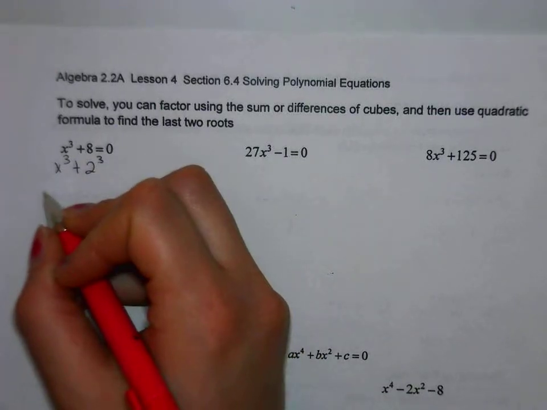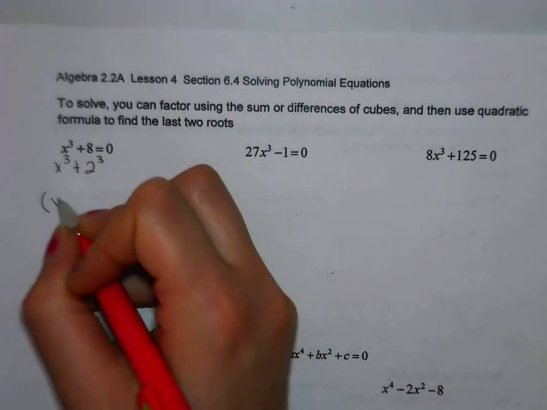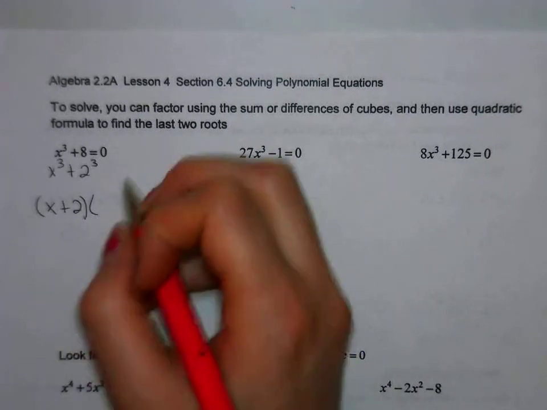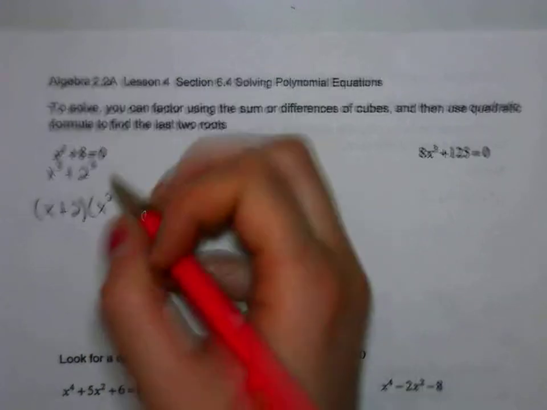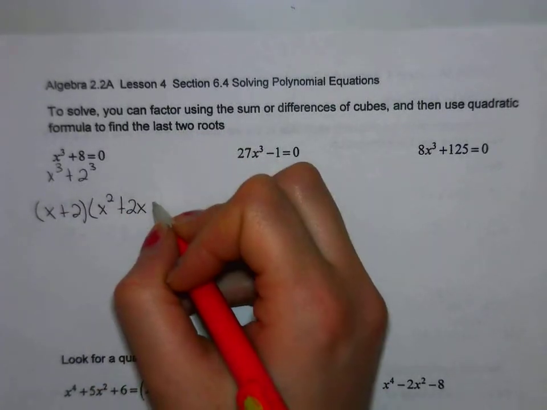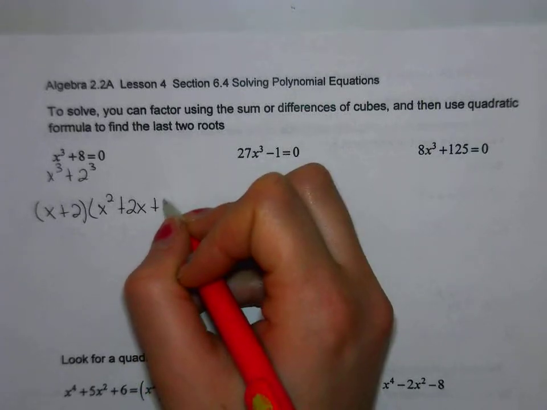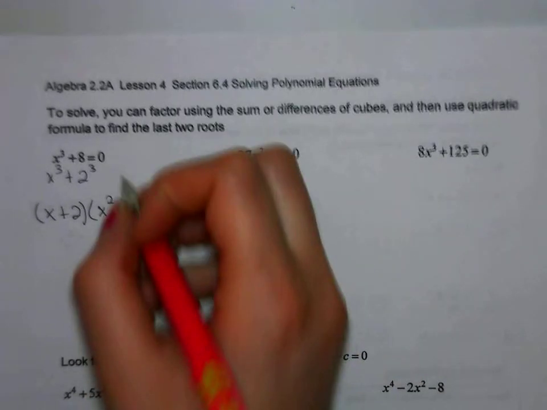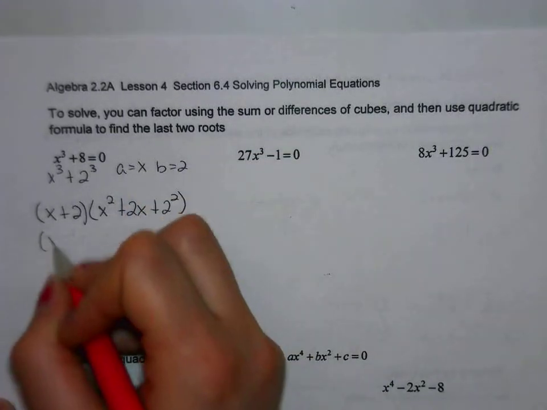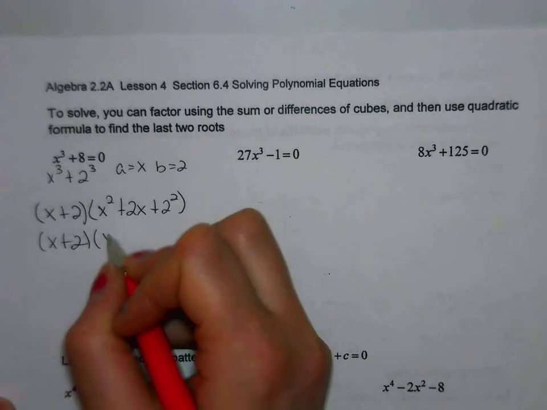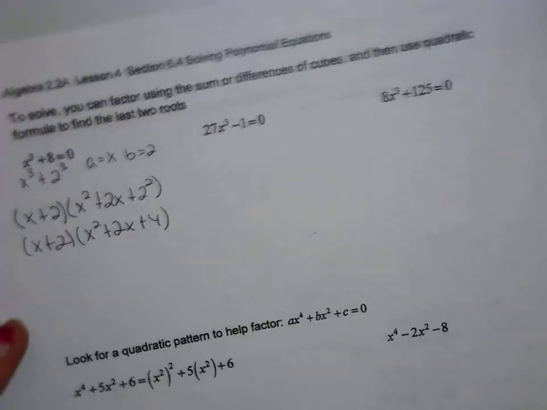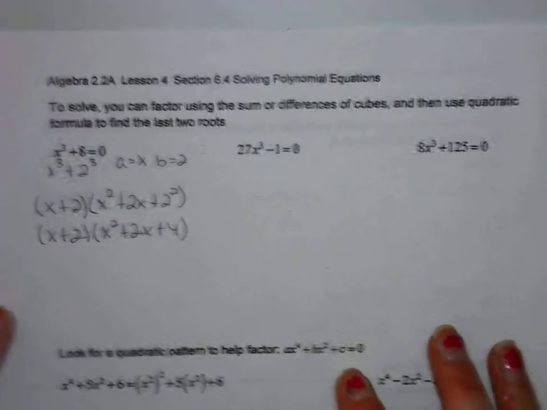So when we rewrite this out and factor it, we end up with x plus 2, because we're working with the sum. And we have x squared plus 2 times x, which is 2x, plus 2 squared, which will end up being 4. So our a was x and our b was 2. So x plus 2 times x squared plus 2x plus 4. So there's our factor. That's all we're going to do with this one.